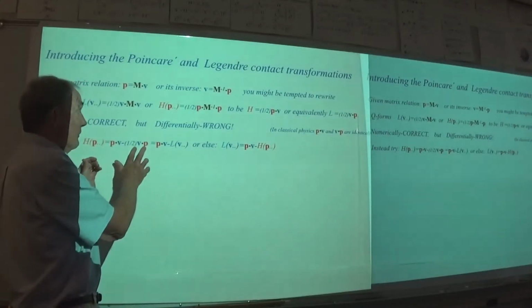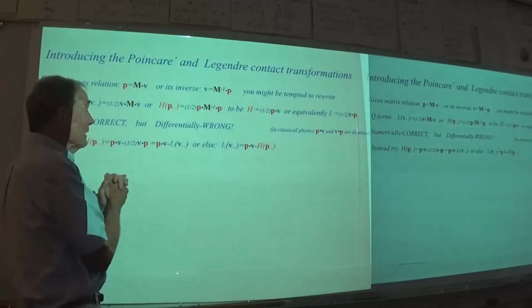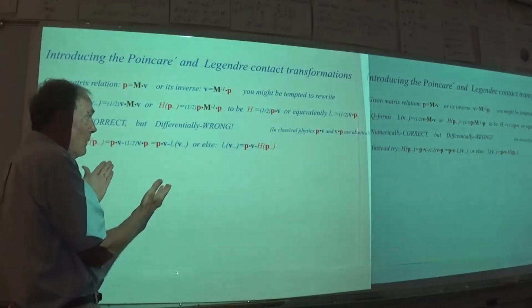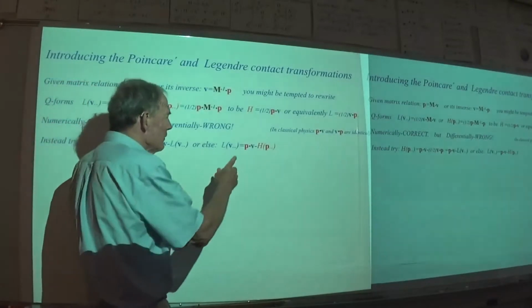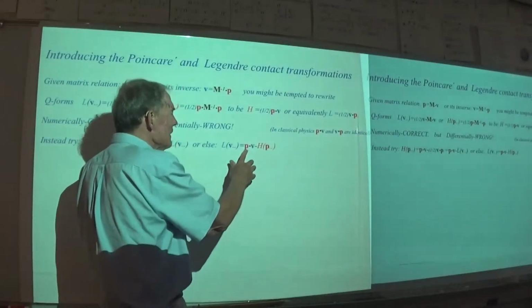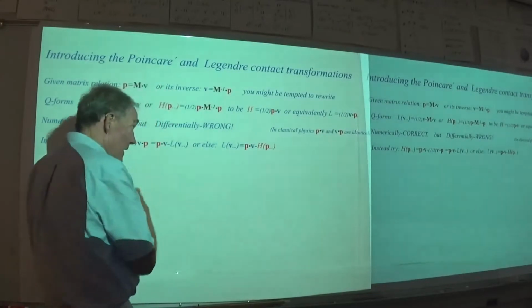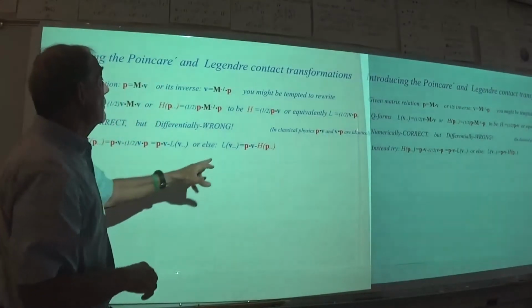Well, 1/2 V dot P is L. Okay, if you want to just consider the behavior with respect to V. Oh, you want to play Irish? Okay, you want to get into Hamilton's country? Okay, well, let's do P dot V minus H of P. We can have that as well. That would be the Lagrangian.